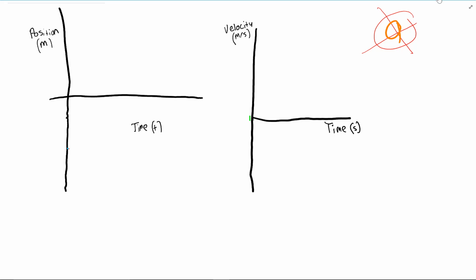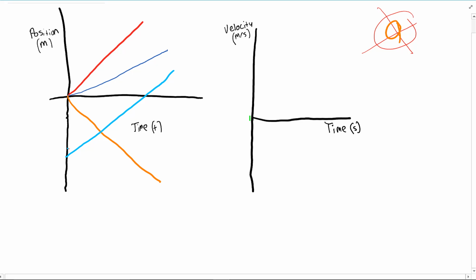Unaccelerated motion will always look like a straight line on the position versus time graph. It'll look like one of these. A straight line on a position versus time graph is going to have a straight horizontal line on the velocity versus time graph, because remember, velocity is the slope of the position versus time graph. This red line has a very high slope, but it's only one slope. So this would be the velocity time graph that goes with it. It's a constant, pretty high slope.